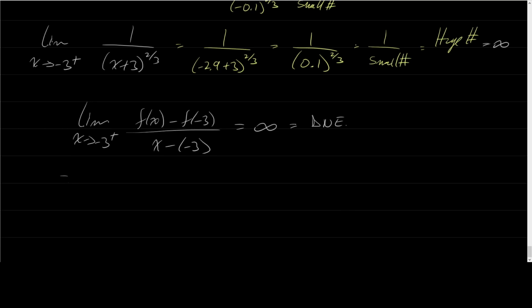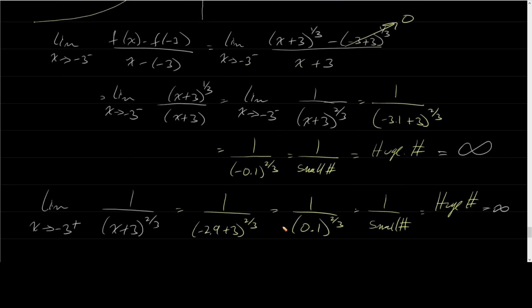So this tells me now that f of x is not differentiable at c equals -3. All right. Now let's see why that would be.